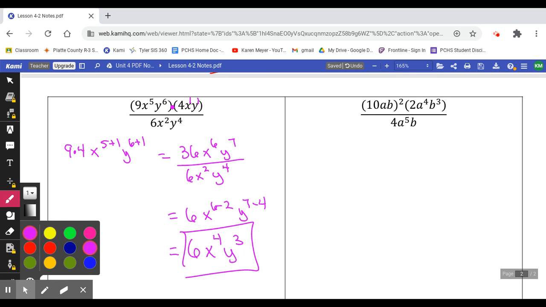Next problem, straight across from it. When you look at this one, you're going to notice, oh, there is an exponent outside the parentheses. So we do have to deal with this part that I'm putting in a green box first. Power inside, power outside, you're going to multiply. So we're looking at 10 to the second, a, 1 times 2 is 2, and the same thing for b.